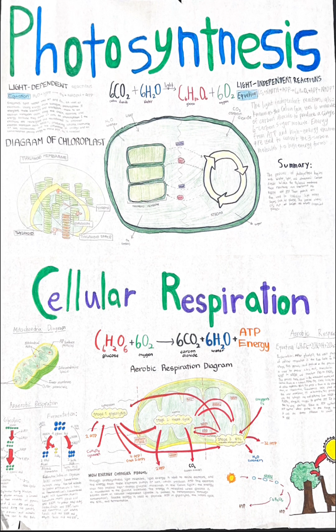On to cellular respiration. Below, you can see the equation for cellular respiration is glucose plus oxygen is turned into carbon dioxide, water, and ATP energy. On the left, there is the mitochondria diagram. So the components of this diagram are the mitochondrial matrix, the ATP synthase particles, the intermembrane space there in the light green, the inner membrane, the outer membrane, and the ribosomes.